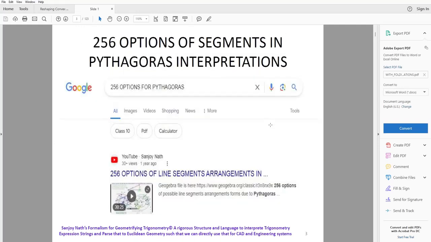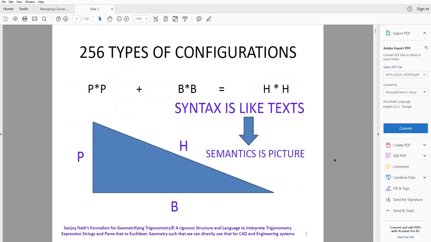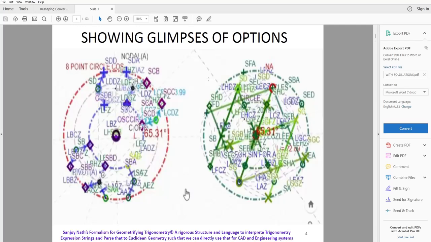You can get it with the 256 options for Pythagoras, and there you will get those demonstrations where we have shown in Sanjoy Nath's Geometrifying Trigonometry how to get the real overlap line segments, where the addition doesn't need the collinearization, where the overlapping of the cos square theta and sin square theta always happens on the hypotenuse object, and then p square plus b square is equal to h square automatically occurs for some particular operators, and it will never occur for other kinds of operators. So these are the 256 options.